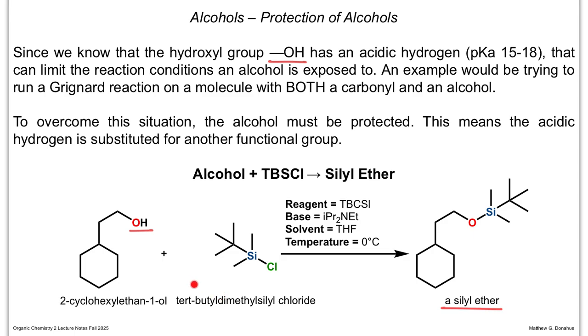So the reagent tert-butyldimethylsilyl chloride plus a base allows us to do that substitution. And why do we need the base in there? So see that H and that Cl? That generates HCl, which is an acid. The amine base neutralizes that.